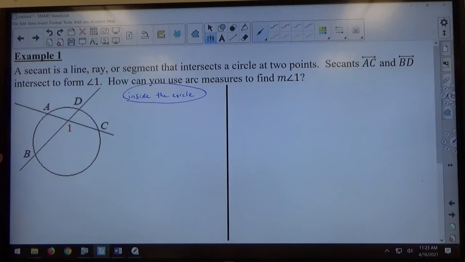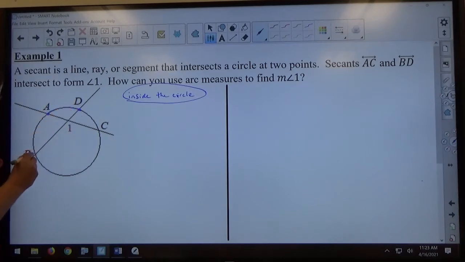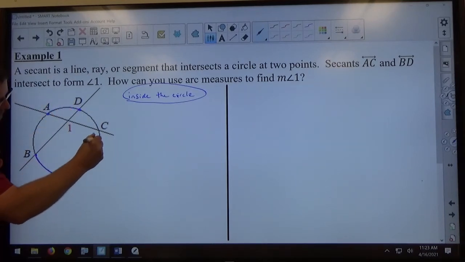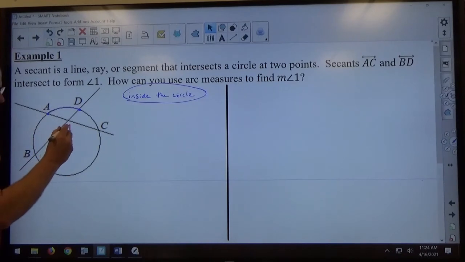So what I want you to really focus on in this problem is this arc AD and this arc BC. That's what's going to end up being related to this angle 1 that we're looking at. Notice angle 1 is the same measure as the angle above it. They're vertical angles. We learned that in chapter 1. These two angles here are the same measure as well. And I prefer to use x instead of 1, so I'm going to put an x here.